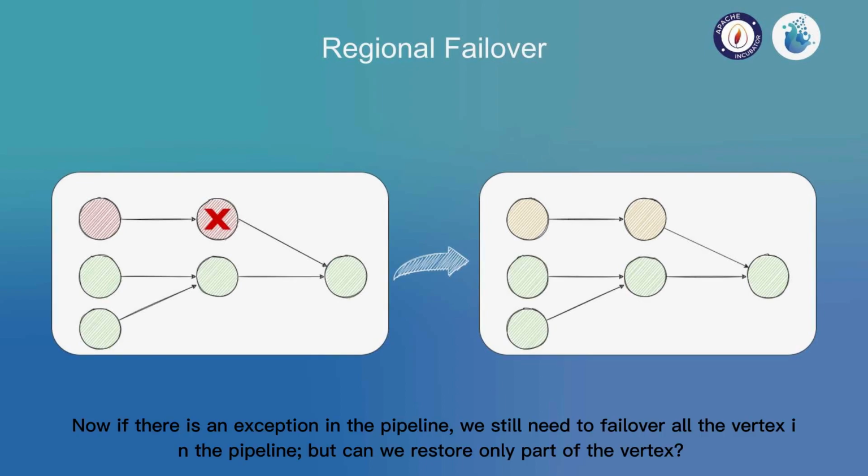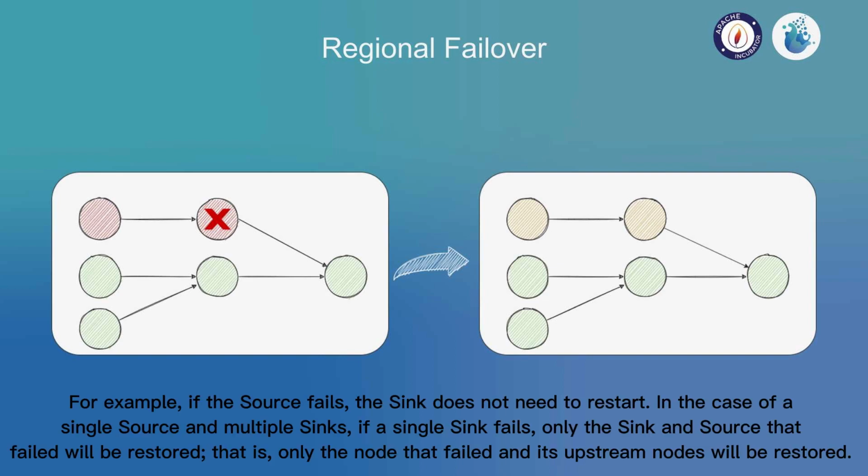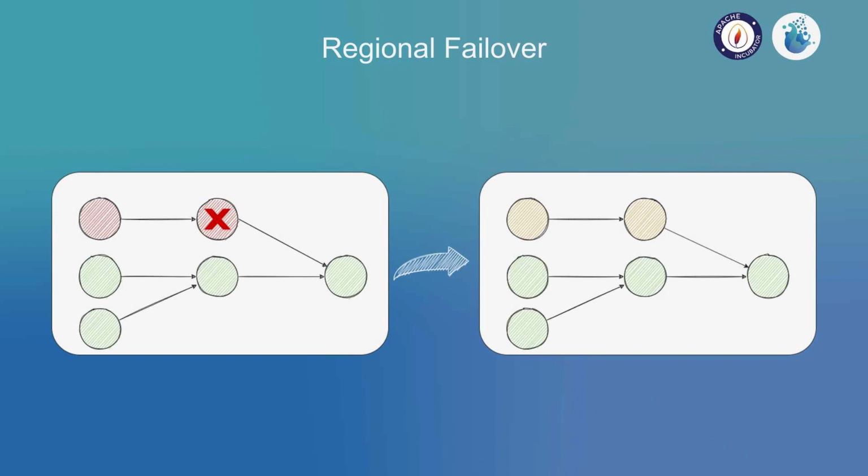Now if there is an exception in the pipeline, we still need to failover all the vertices in the pipeline, but can we restore only part of the vertices? For example, if the source fails, the sink does not need to restart. In the case of a single source and multiple sinks, if a single sink fails, only the sink and source that failed will be restored. That is, only the node that failed and its upstream nodes will be restored.